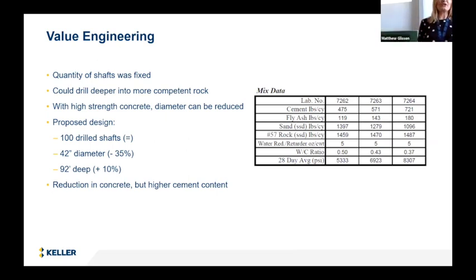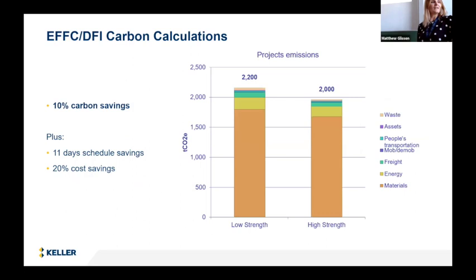But if you're familiar with concrete mix design, you know that as you go to higher strength, you need more Portland cement, the biggest contributor to carbon in the mix design. So they said, Kimberly, are we actually reducing carbon?